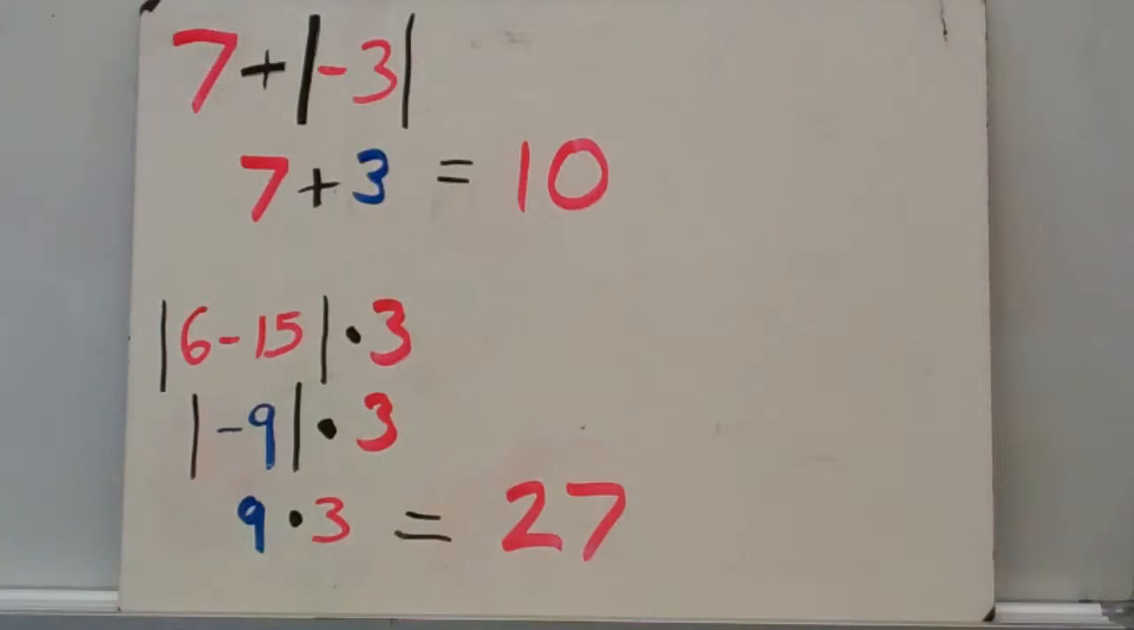In our second example, as I said, these are brackets, so they count as grouping symbols. They're on the top of the order of operations. So we have the absolute value of 6 minus 15 times 3. So the first thing we resolve is 6 minus 15, and that becomes -9. So now we are left with the absolute value of -9 times 3. So the absolute value of -9 is 9, because -9 is 9 spaces away from 0. And then we can resolve 9 times 3, which is 27.